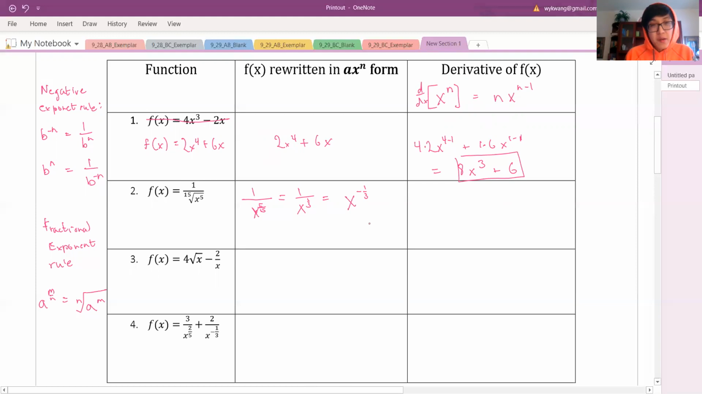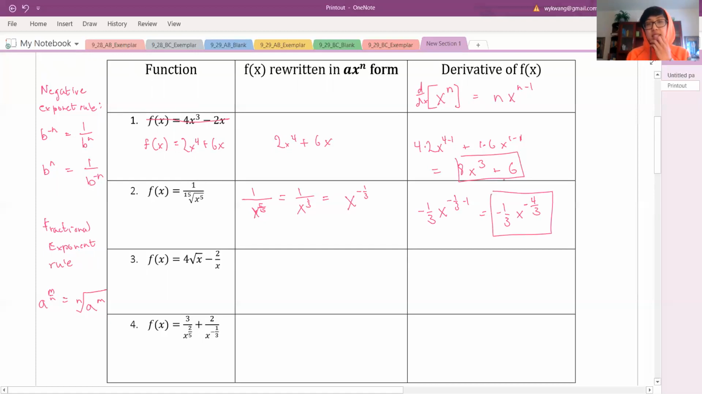Now this is in power rule form because we can find the derivative of this. The derivative of this, I'm going to bring negative 1/3 down. So negative 1/3 multiplied by x. And then I'm going to subtract 1 from negative 1/3. So it's going to be negative 1/3 x to the negative 4 over 3.